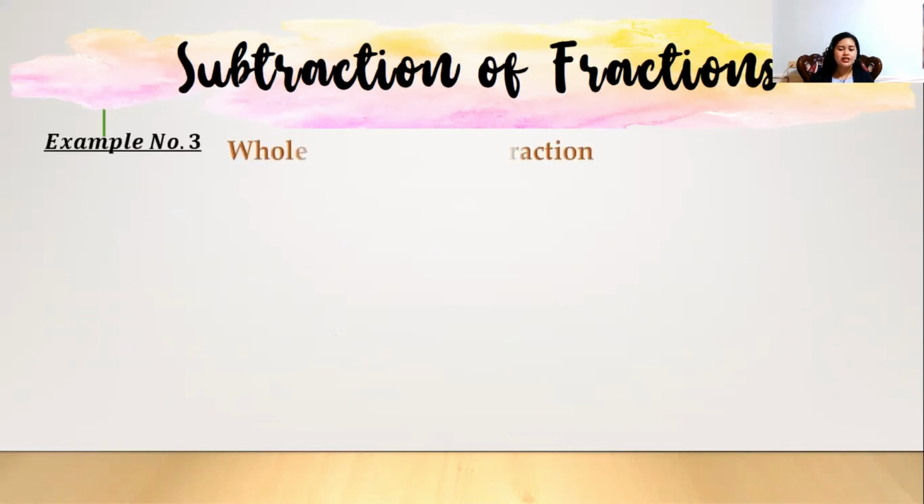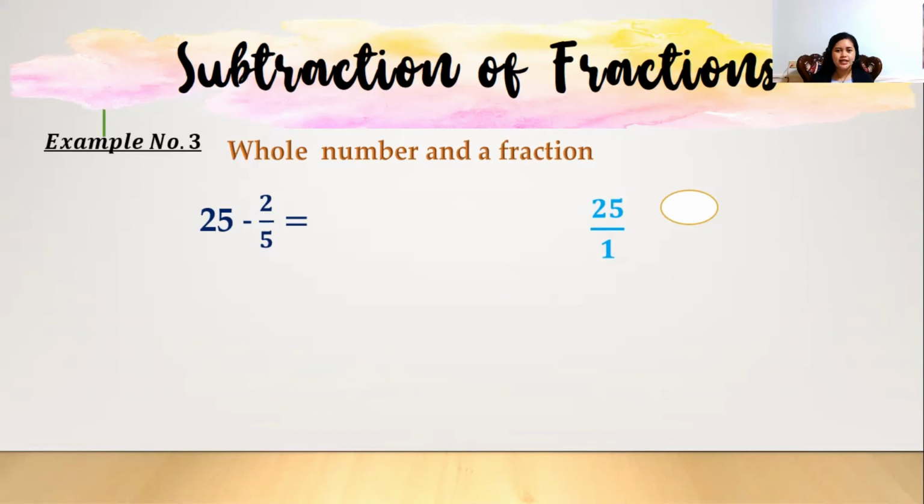Okay, another example, if we are going to subtract a whole number and a fraction. In subtracting a whole number and a fraction, please take note that every whole number has an automatic denominator, which is 1. Because if we divide 25 by 1, of course, the result is 25. Any number divided by 1 is the number itself.